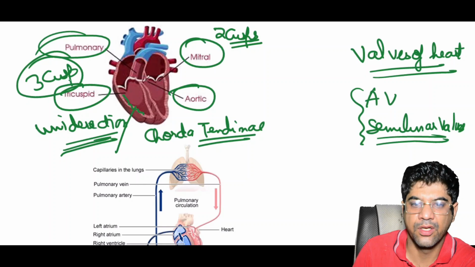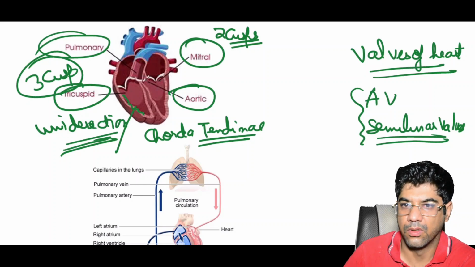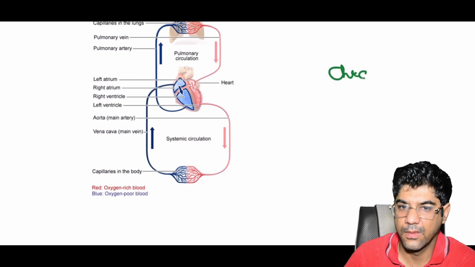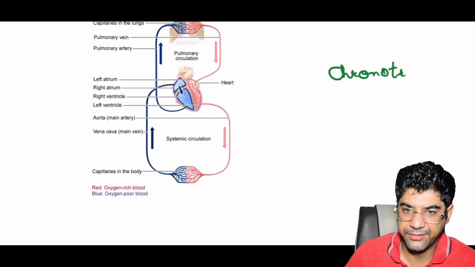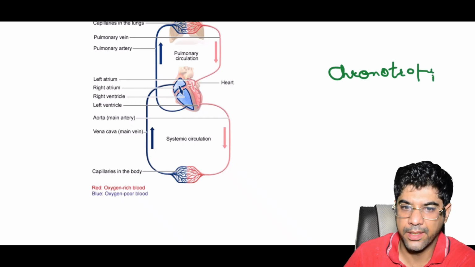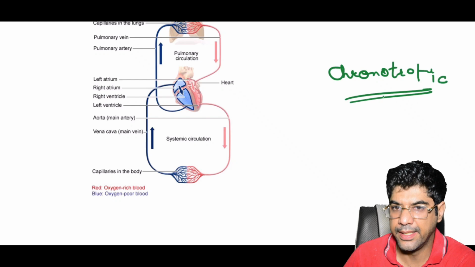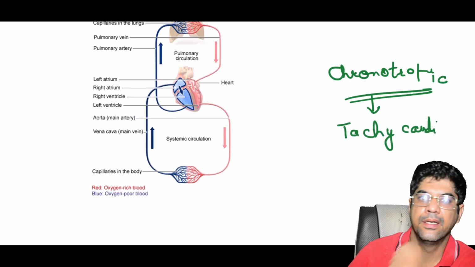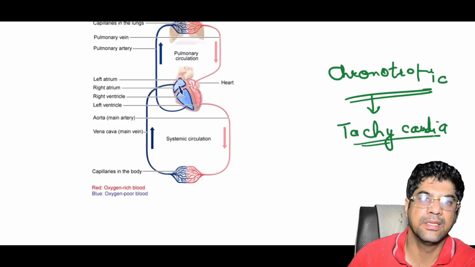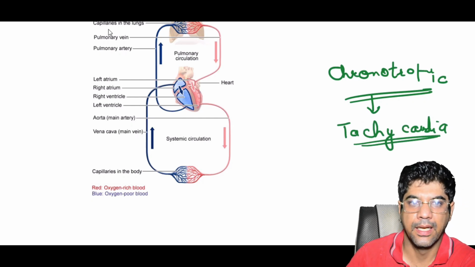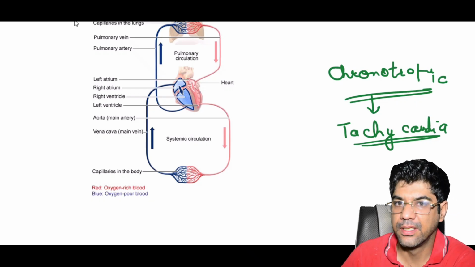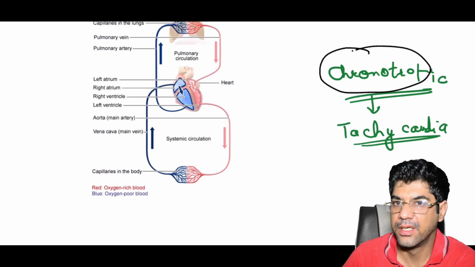Now let us discuss the actions of the heart. First of all, chronotropic, that is frequency of heartbeat or heart rate. When there is an increase in heart rate we term it as tachycardia, and when there is a decrease in the heart rate we call it bradycardia. So chronotropic action is, remember, frequency of heartbeat.